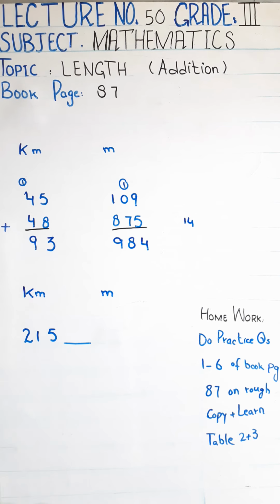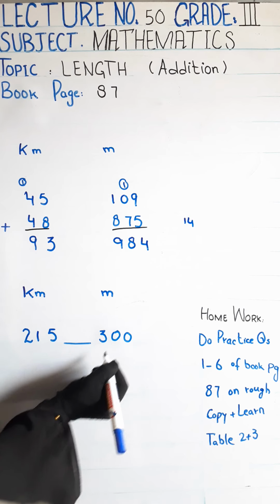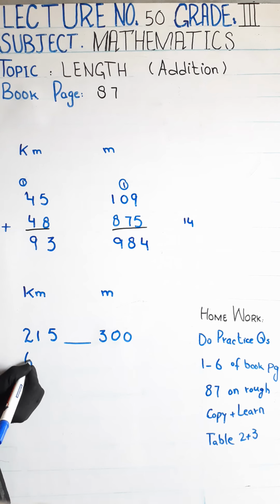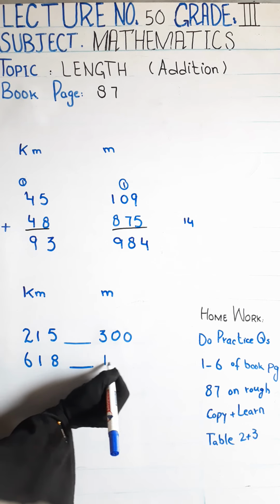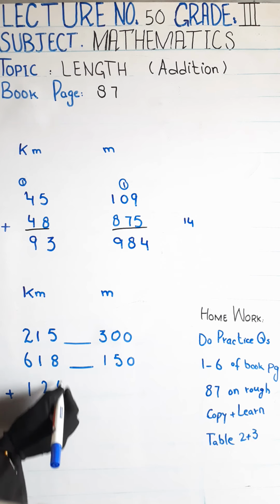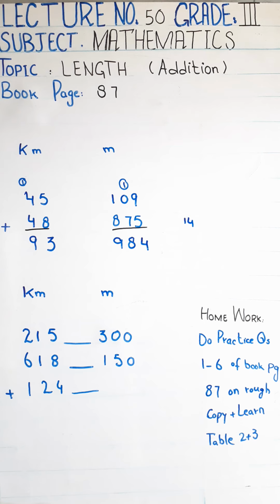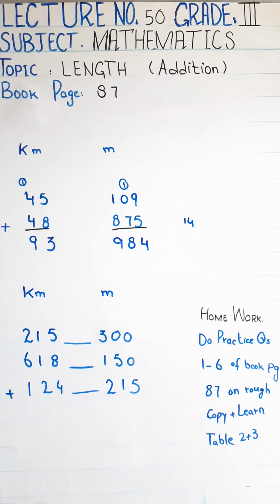215 kilometer 300 meter, the next one 618 kilometer 150 meter, and the third one, 3-digit number addition, student, 124 kilometer 215 meter. We add three numbers with 3 digits. Again meter and kilometer. You follow the same method for adding.